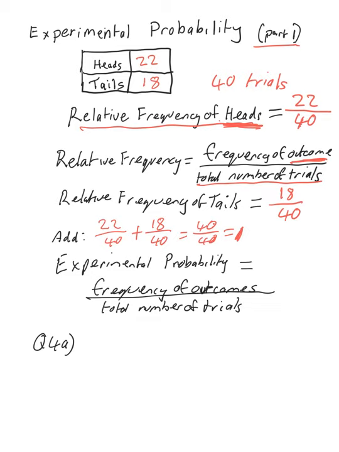All right, now experimental probability, which is the name of the actual topic, is exactly the same for our purposes as relative frequency, okay? More or less mean exactly the same thing, okay? And so the definition, or the way to work out an experimental probability is exactly the same as working out the relative frequency. So it's the frequency of outcomes divided by the total number of trials.